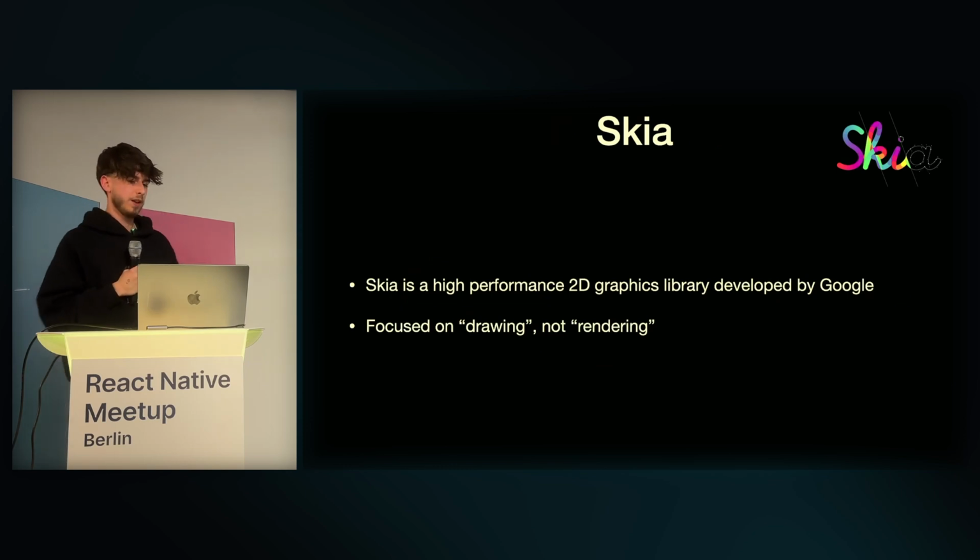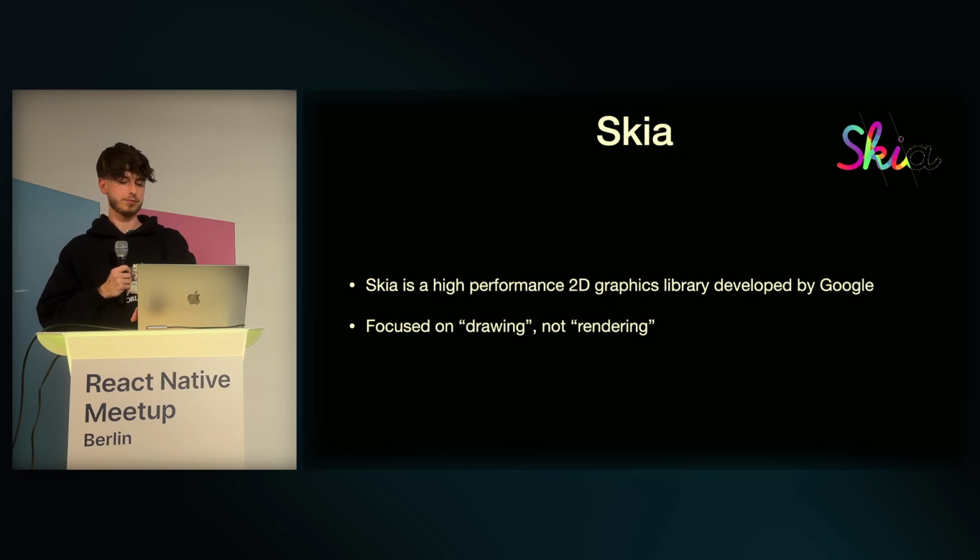Skia. So Skia is a 2D graphics library developed by Skia Incorporated and then acquired by Google. And it's focused on drawing, not rendering. What does that mean? Well, rendering would be something like showing a view, showing a box, showing this and that. But drawing is more like a free style almost, like line paths. You can draw shapes as you want.